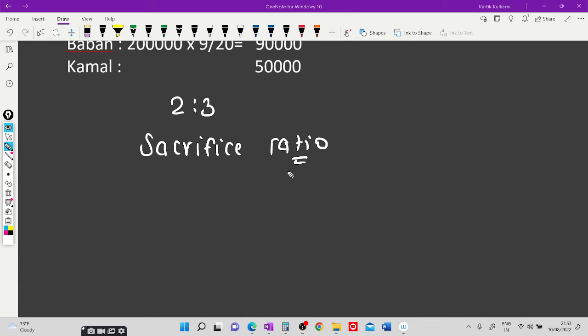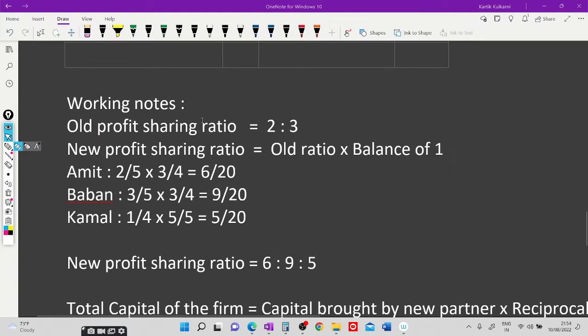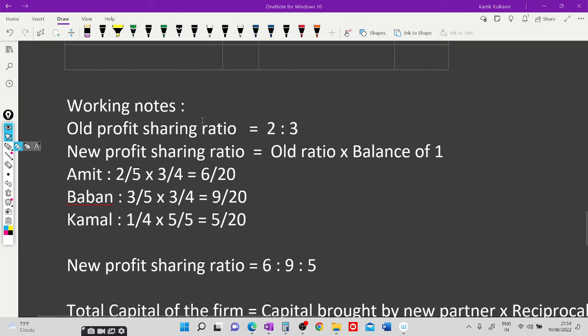If there is a separate new profit ratio given in the problem, then there are chances of getting a sacrifice ratio other than the old ratio. But now there is no separate profit sharing ratio given which we are calculating. The sacrifice ratio will be the same as the old ratio. First let's calculate the new profit sharing ratio. So old ratio, as they have given in the data, is 2:3.